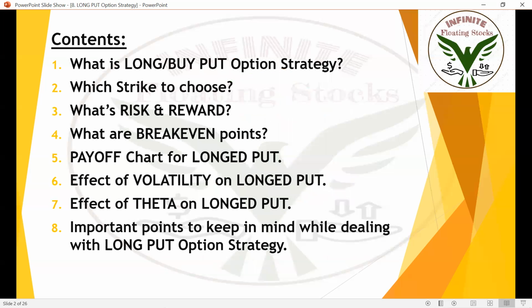All right, these are the contents for today's session. I'm going to talk about what the long put option strategy is and which strike prices to choose when you're dealing with it. And also, of course, we should be talking about risk and reward. What will be the risk and what will be the reward when you're dealing with the long put option strategy. And break even points. Break even points are very important.